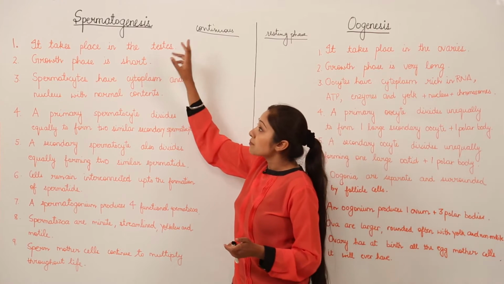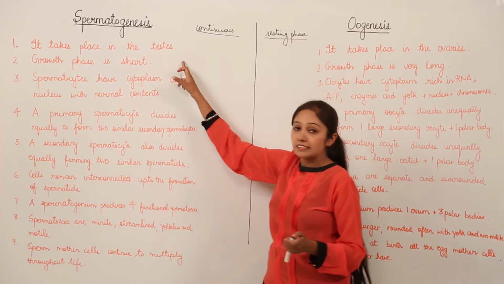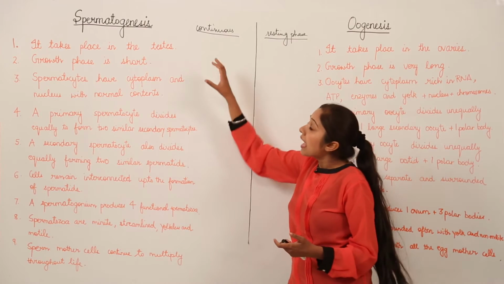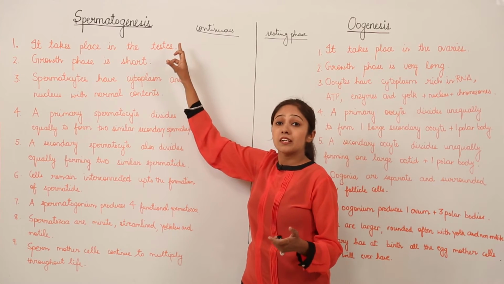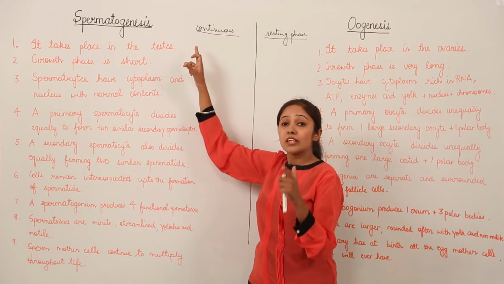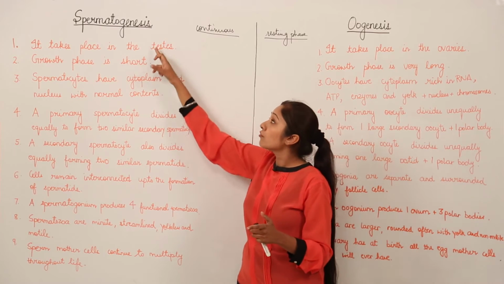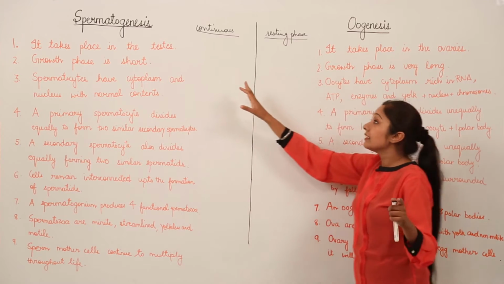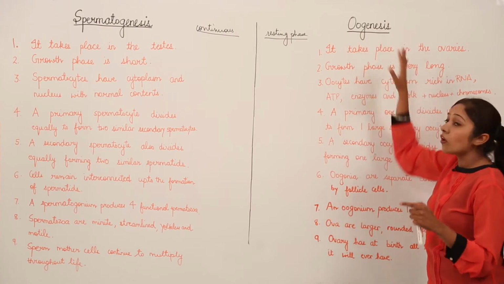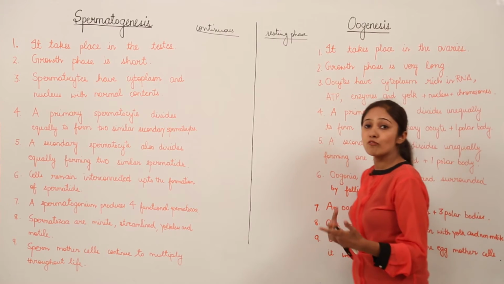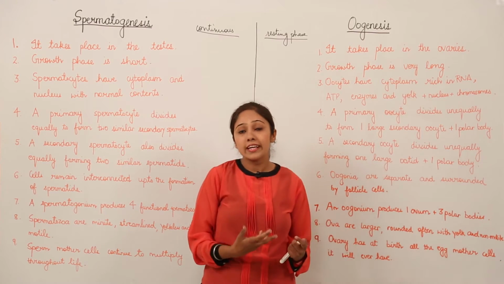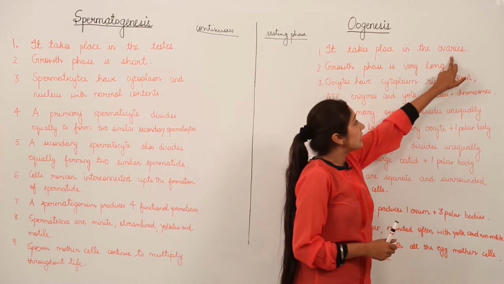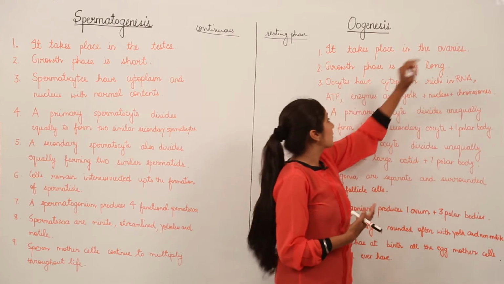Number one, spermatogenesis takes place in the testes. You all know that spermatogenesis means the formation of sperms, and the sperms are the male gametes. So they are going to be formed in the male gonads, that is testes. And oogenesis is the formation of ova or egg, and ova or egg is the female gamete. So it takes place in the ovaries. Ovaries are the female gonads.